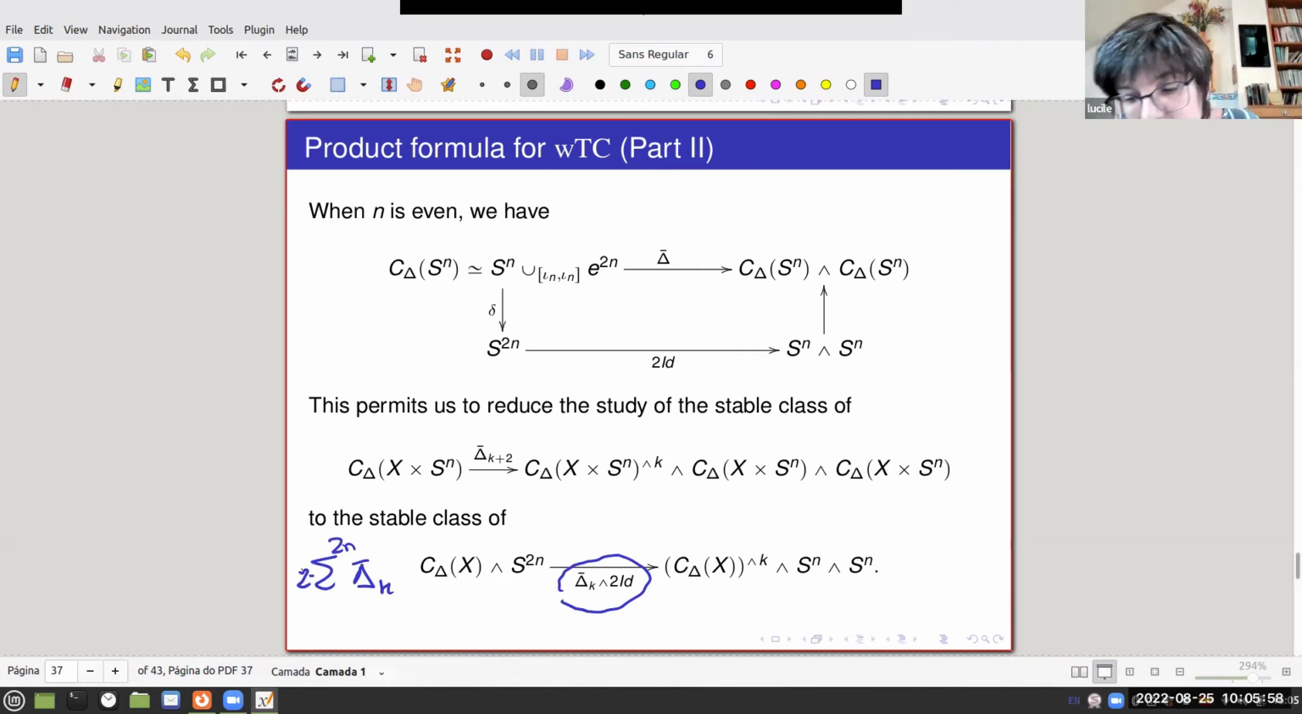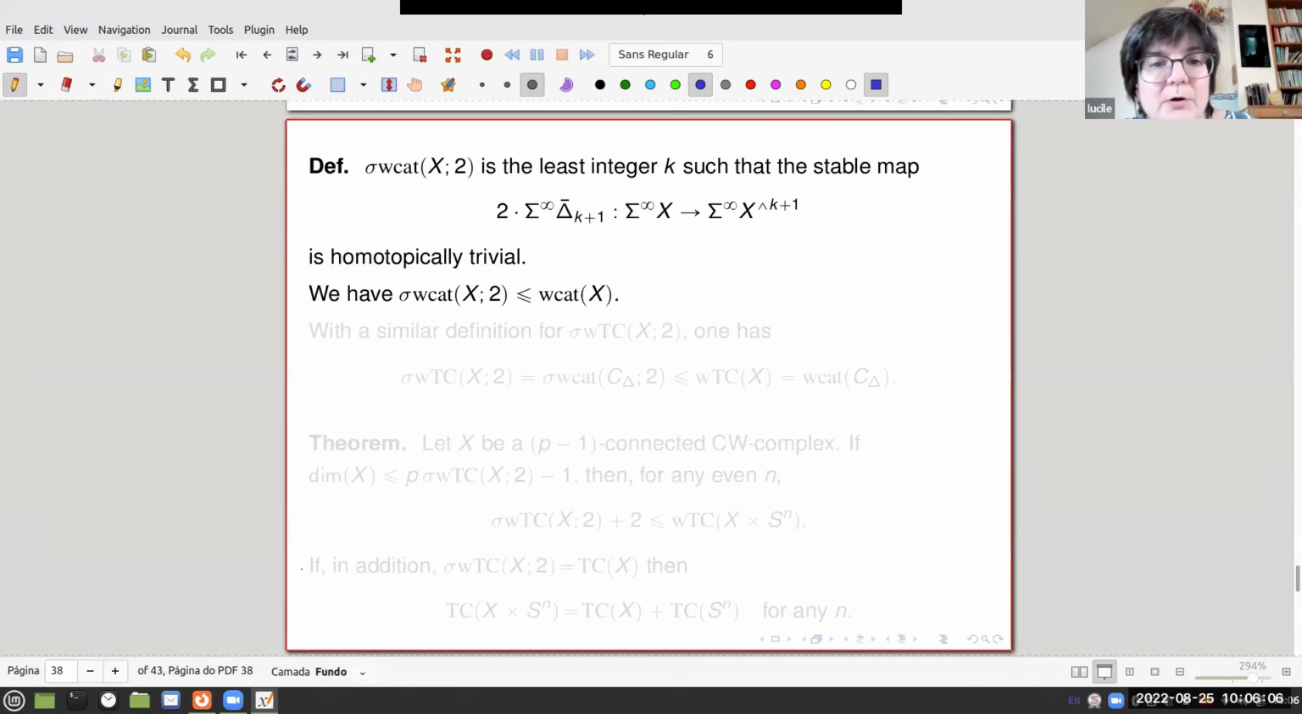Okay, so this led naturally to consider a variation of the weak category. So this would be the least integer k such that not only the stable map is not trivial, but multiplied by 2, it is not trivial. Okay, this reduces the suspension 2 times the stable class of the reduced k plus 1 diagonal map. Okay, so this is what I will here denote like that, two here for referring to this two, and sigma for referring to the suspension. Okay, so this would be this invariant, which is obviously less than or equal to the weak category of X.